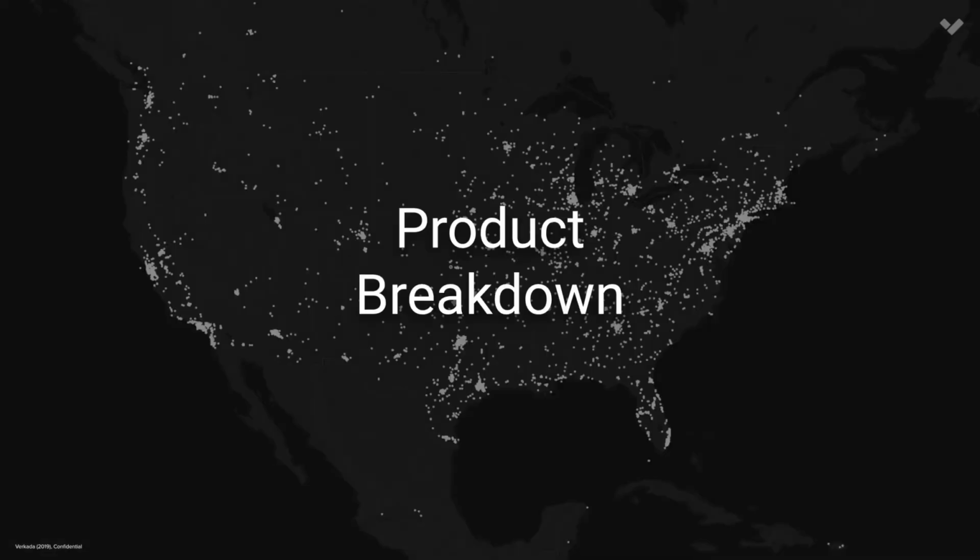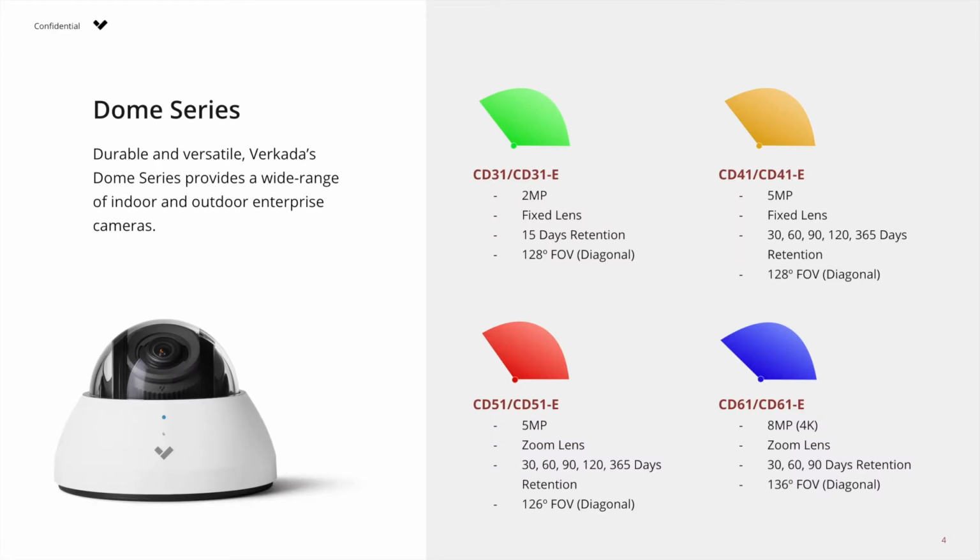Now we're going to talk about the hardware that enables this software and architecture. We have a multitude of different options and should be able to cover most every use case. Let's start with a Dome series. A Dome series camera is going to fit in most applications, with other model cameras being more application specific. You can see there are 8 Dome series cameras, 4 indoor and 4 outdoor.